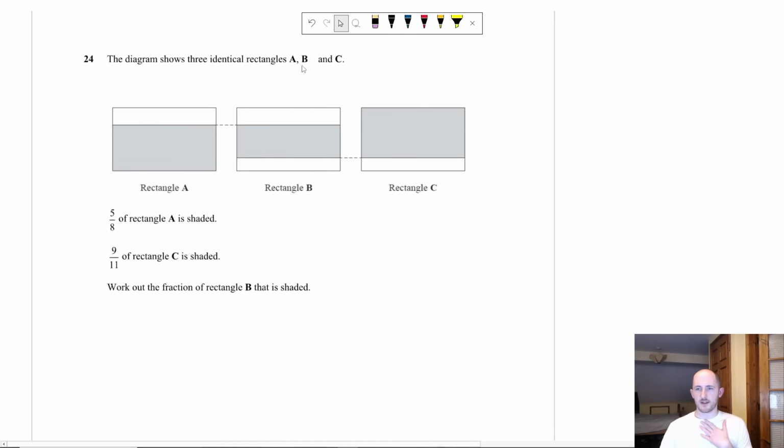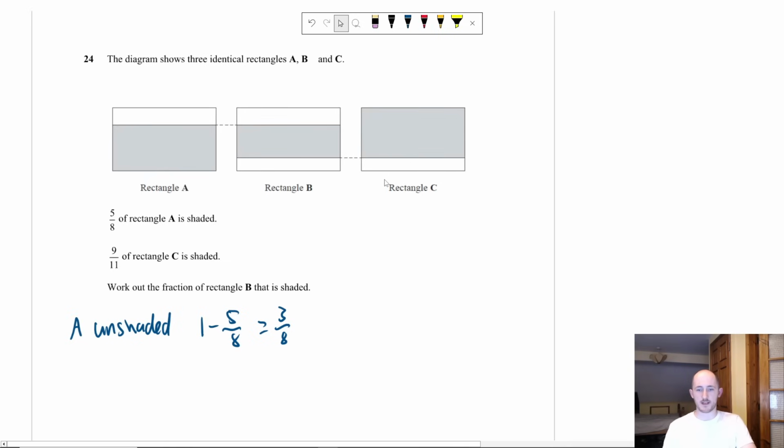Okay, the diagram shows 3 identical rectangles, A, B, and C. And this looks interesting. 5/8 of A is shaded, 9/11 of C is shaded. Okay, interesting. So all we're going to do is work out how much isn't shaded for both of these, right? So for A, the amount that is unshaded is just 1 minus 5 over 8, which of course is 3 over 8, right? Because if 5/8 is shaded, then 3/8 must not be.